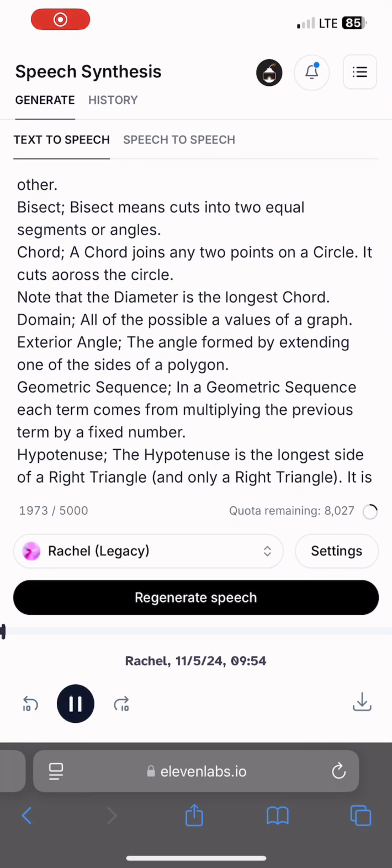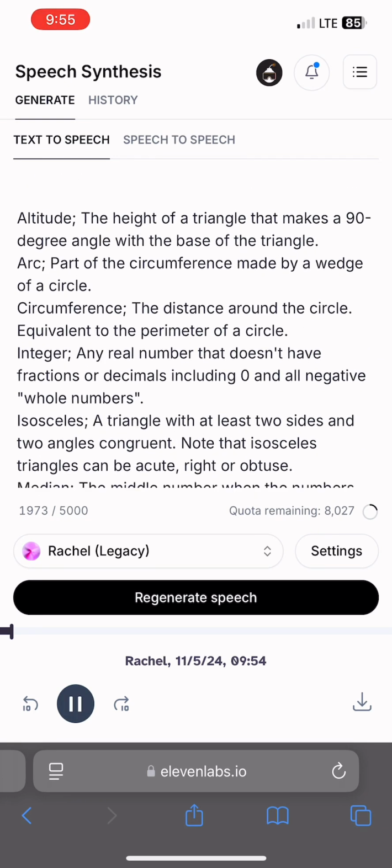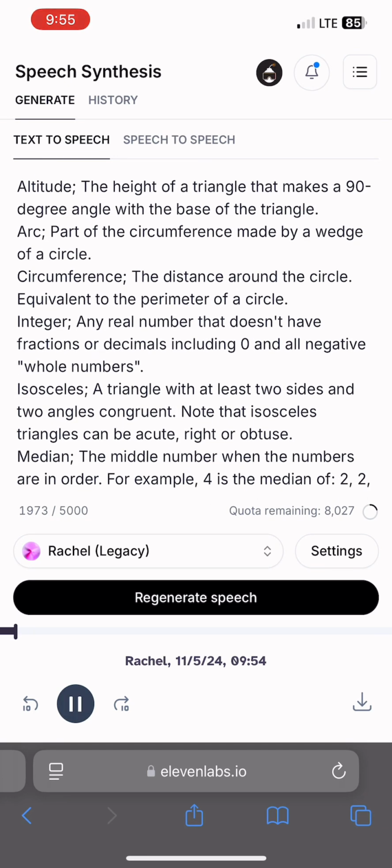Altitude, the height of a triangle that makes a 90-degree angle with the base of the triangle. Arc, part of the circumference made by a wedge of a circle. Circumference, the distance around the circle, equivalent to the perimeter of a circle.